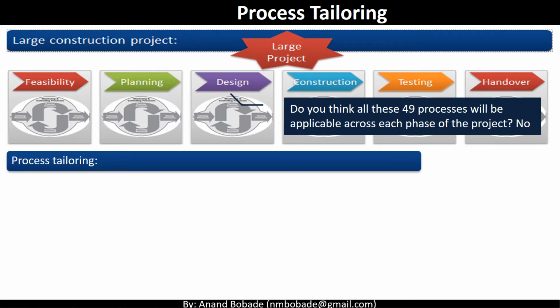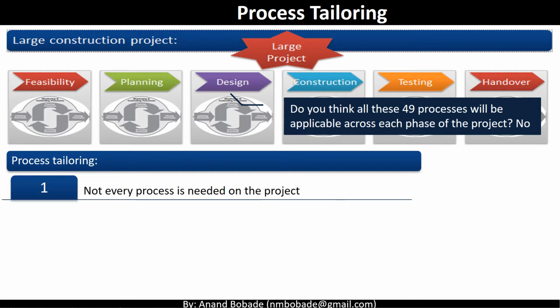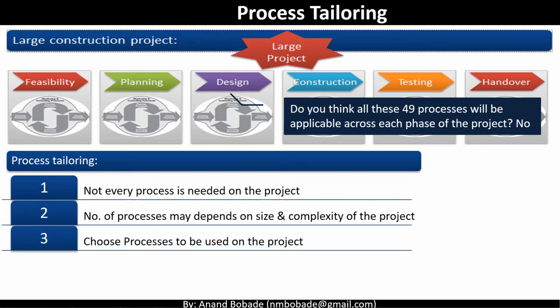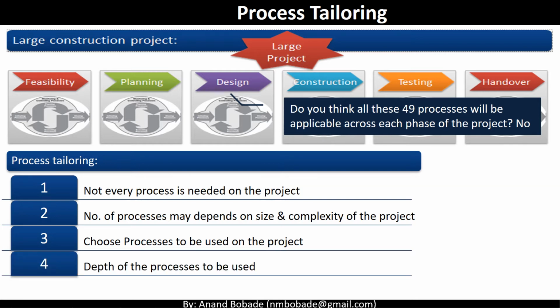First of all, let's start with agreeing on some of the below point. It's very clear that you don't need to use every process on every project or every phase of the project. Number of processes may depend on size and complexity of the project. Bigger the project, probably you are going to use lot more processes than a small project. Agile project will have its own selection criteria. And you also need to agree on the processes to be used on the project and the depth of each processes to be used on the project.